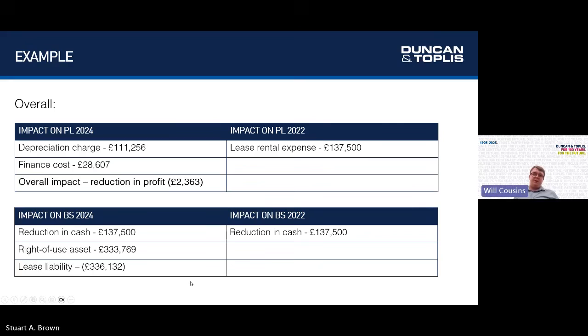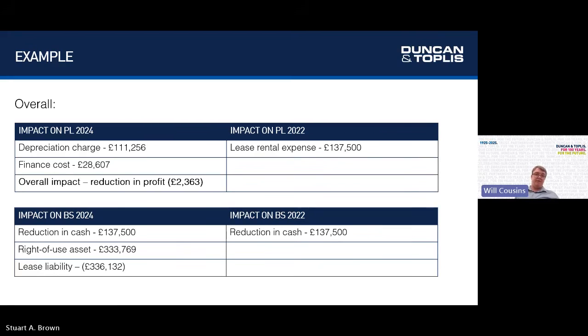So just to summarise and break down the figures on the previous slide, for our profit and loss impact, we've got a reduction in profit of 2,363, which is the gain of not paying the lease rental expense that we would have previously paid. But that is offset with the depreciation charge and the finance cost. Previously, as I mentioned, the lease rental would be above the line on the EBITDA, whereas the depreciation and finance cost are potentially below the line, which we need to think about.